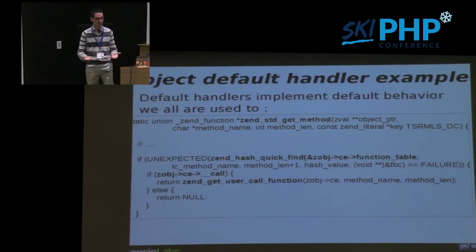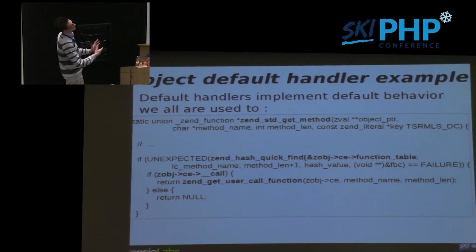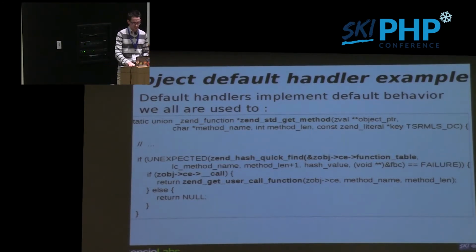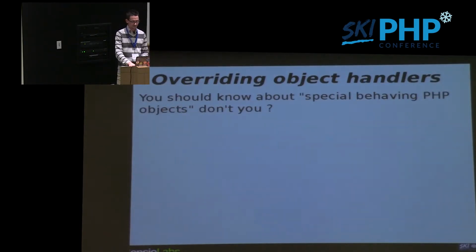Default handlers implement default behavior we are all used to. So this is the handler, which is quite simplified. Then standard get method: does the method exist in the class entry function tables? If not, does the class entry have a __call? Yes, call it. Okay, that's the default behavior you all know.